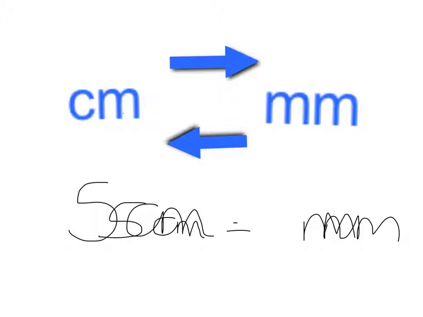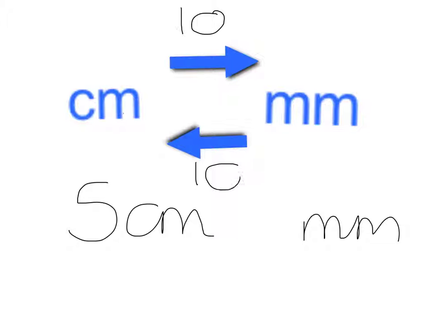And then I need to think, okay, how do I go from centimetres to millimetres? How many millimetres are there in a centimetre? There are 10 millimetres in a centimetre. So 10 is really important, and I'm going to put that on both of my arrows because I know there are 10 millimetres in 1 centimetre. Now, my arrow going to the right is times, and my arrow going to the left is divide. And that's my diagram finished.